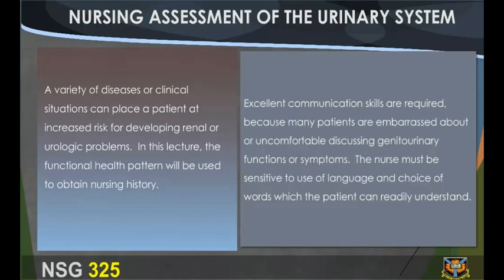A variety of diseases or clinical situations can place a patient at increased risk for developing renal or urologic problems. In this lecture, the functional health pattern will be used to obtain nursing history. Excellent communication skills are required because many patients are embarrassed about or uncomfortable discussing genitourinary functions or symptoms. The nurse must be sensitive to the use of language and choice of words which the patient can readily understand.